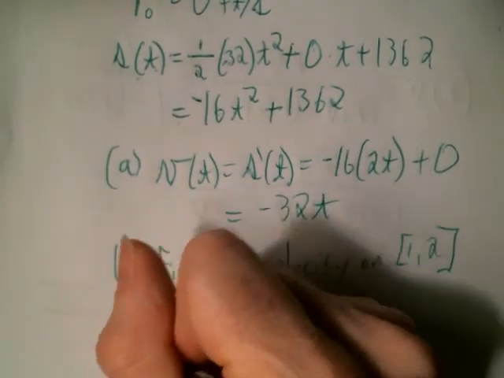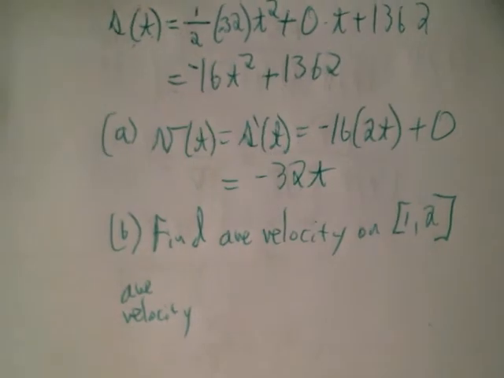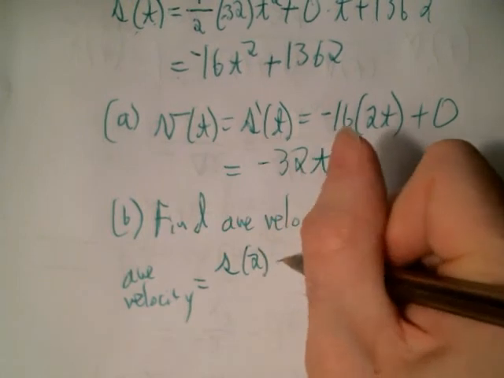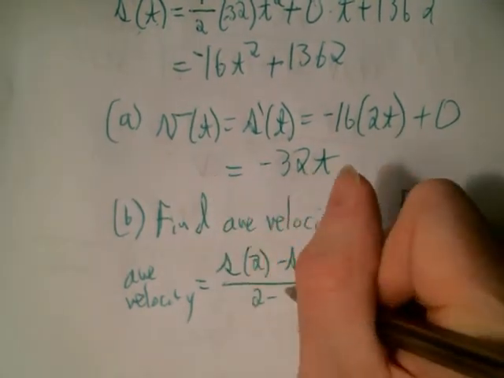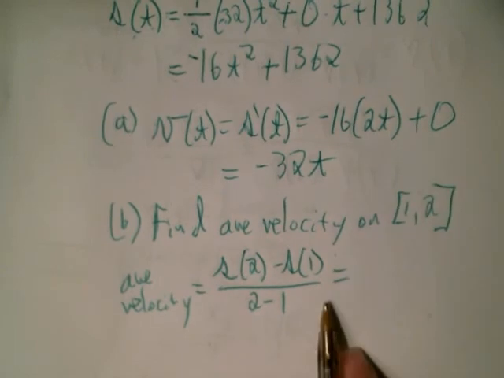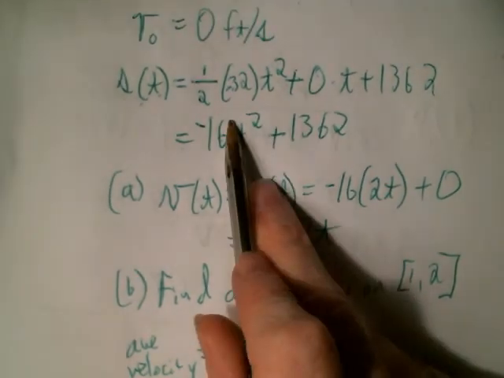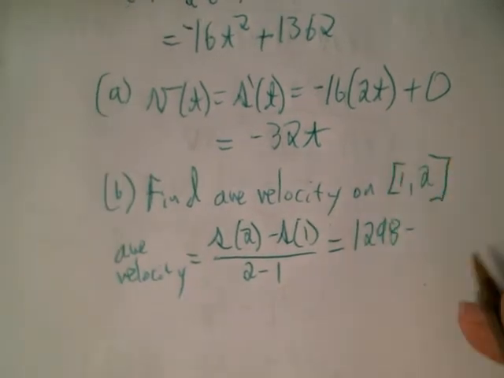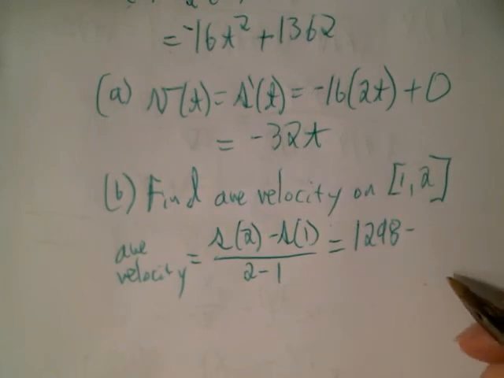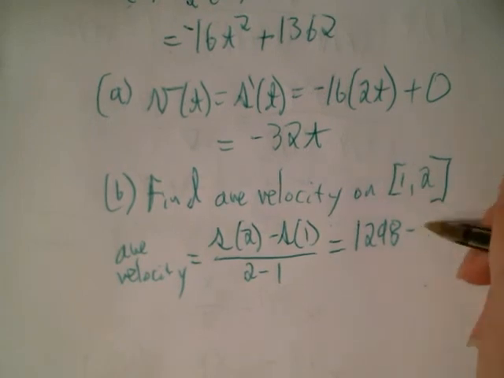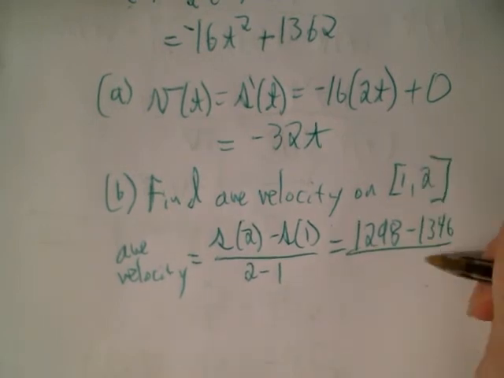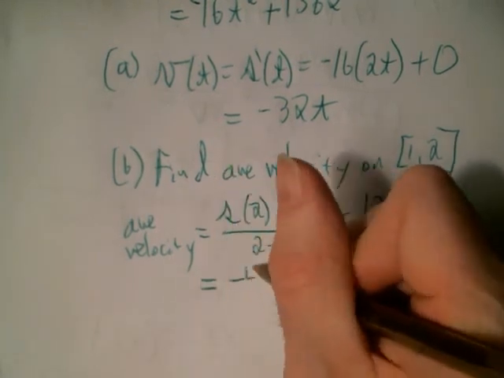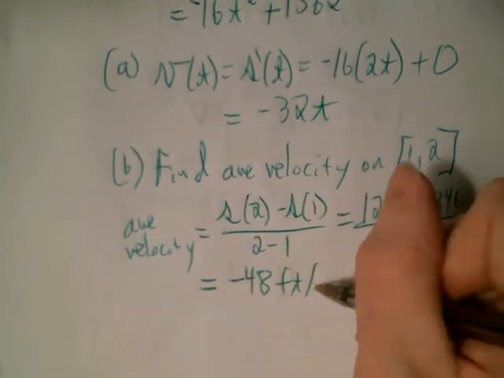So for the average velocity, we use not the derivative, but the difference quotient formula. So we're going to go s of 2 minus s of 1 all over 2 minus 1. Plugging 2 into my s of t formula and turning the crank, I get 1298. And likewise, plugging 1 into my formula, I get 1346. And that'll be all over 1. Putting that in my calculator, I get negative 48 feet per second.